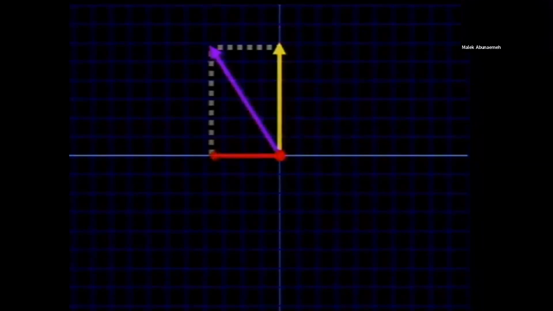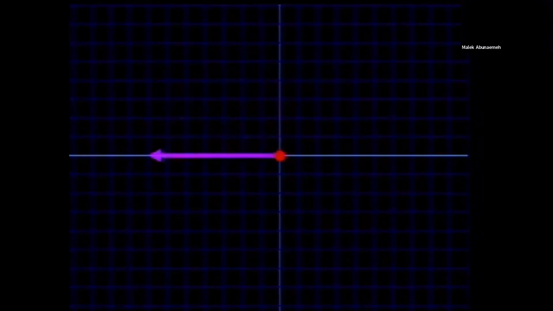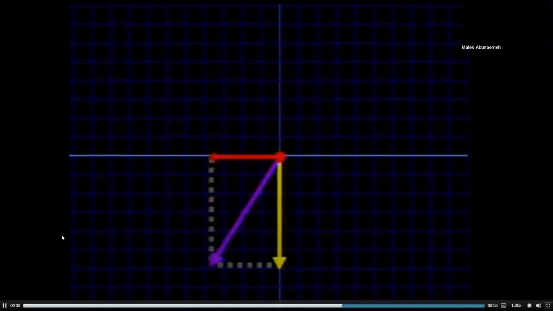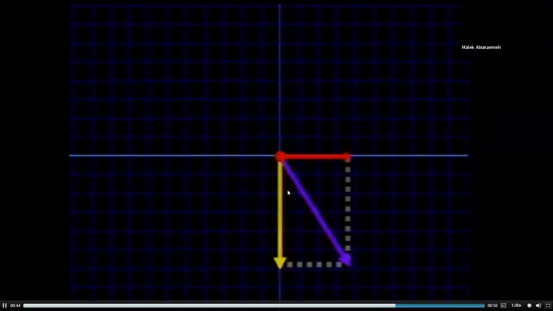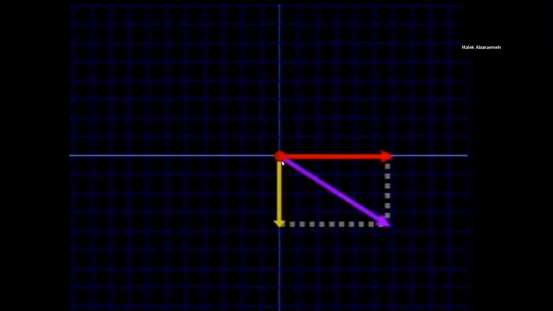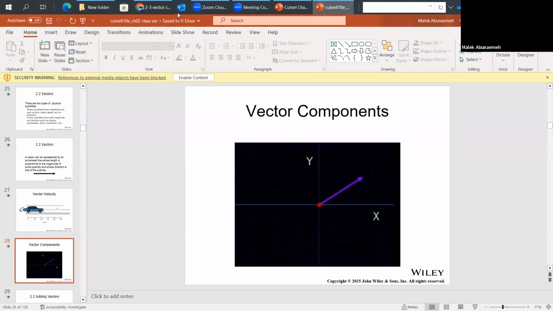Now, when you're talking about a vector, it's a resultant from two things: your y and your x component. So this line over here, that's your x component. Your other line that's going through the y, that's your y component. Now, each one would have an x and a y axis.